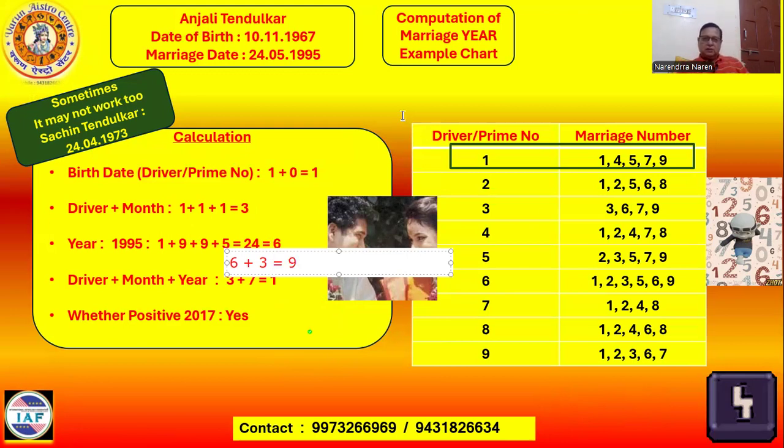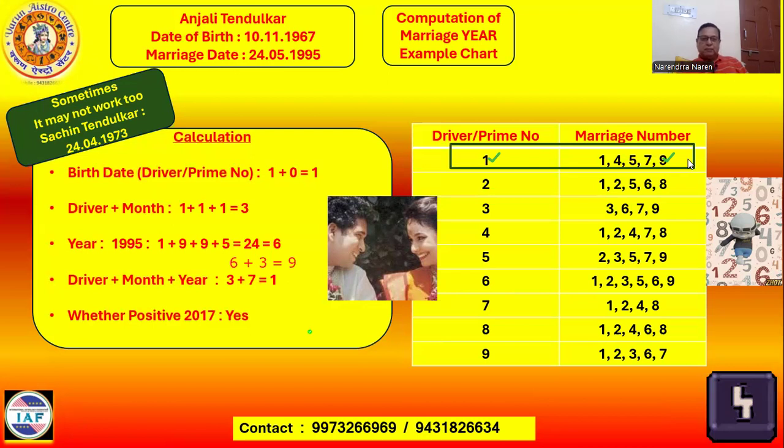9 is appearing because 1 is the birth number, against 1, 9 is appearing, and that's why this number is confirmed. This is also confirmed.